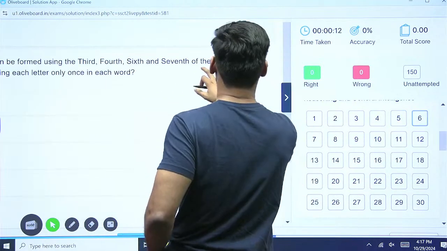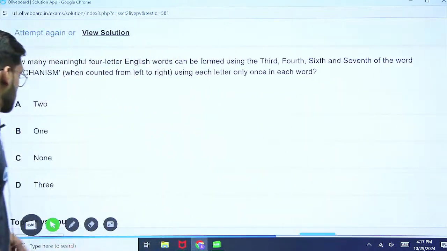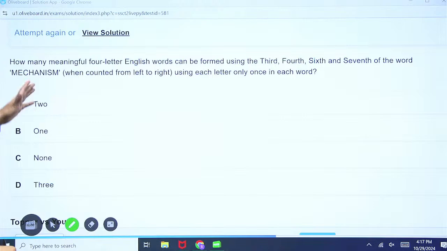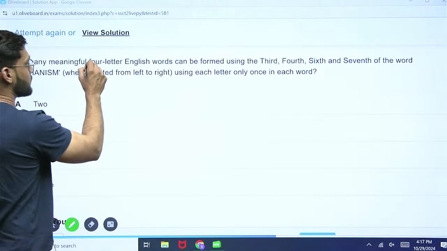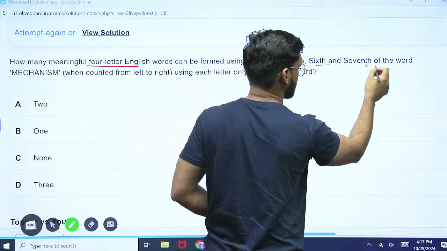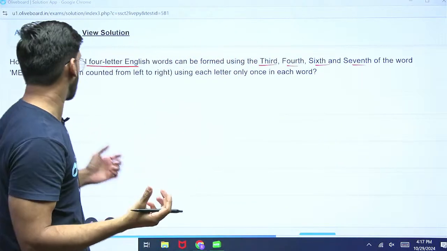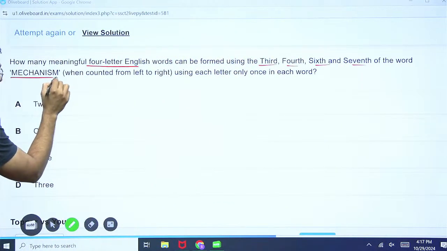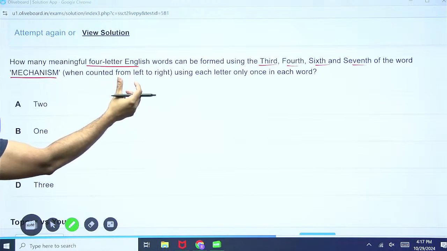Sixth question on your screen. In the question, it has been said, how many meaningful 4-letter English words can be formed using the third, fourth, sixth and seventh letters of the word mechanism? We have to use the 4 letters. Which are the 4 letters?